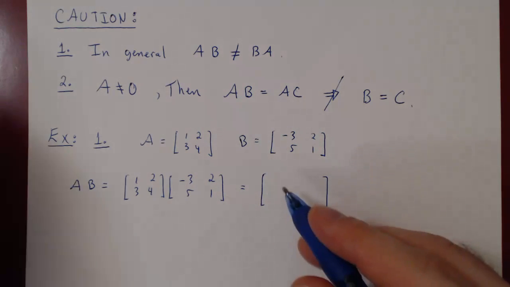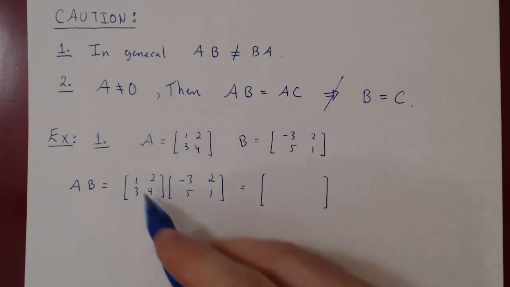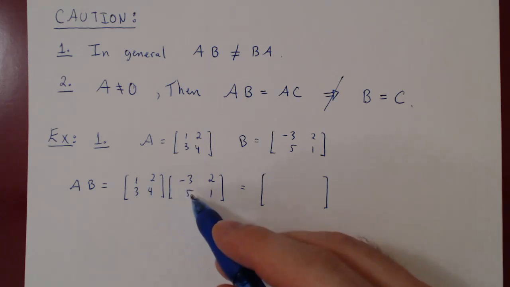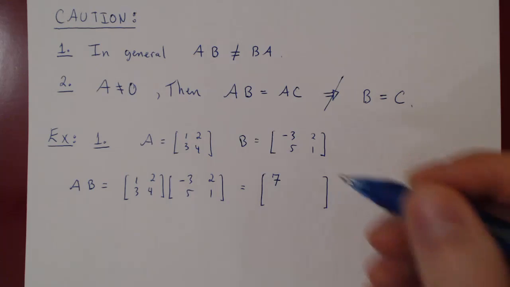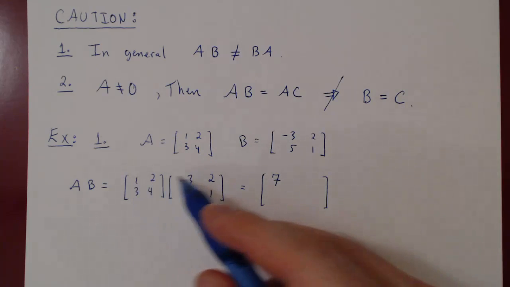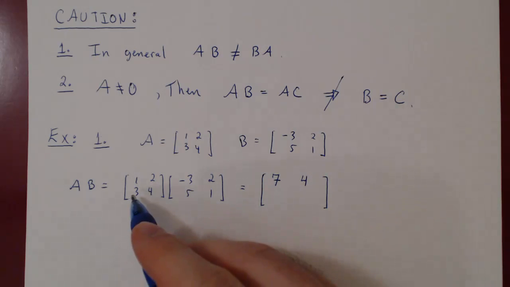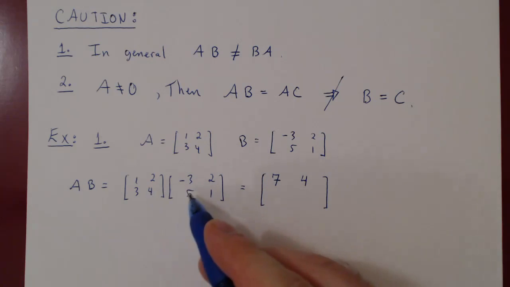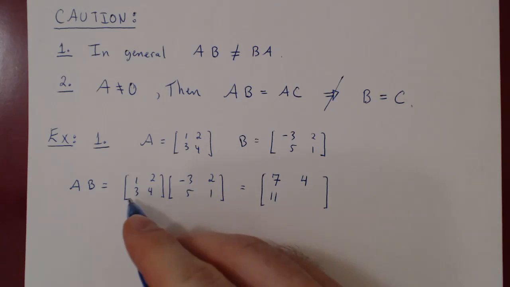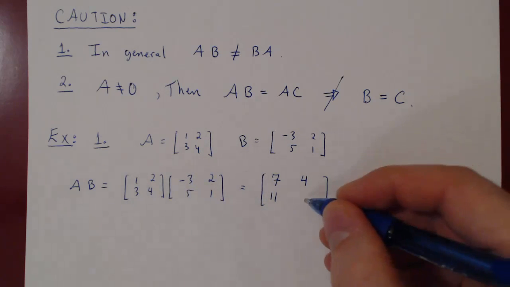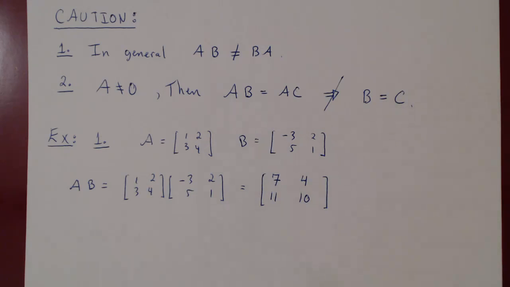Alright, so as always, we construct our first row. Fix the first row of A, go through the columns of B. We'll have negative 6 plus 10 is 7. Then we'll have 2 plus 2 is 4. Second row, negative 9 plus 20, 11. 6 plus 4, 10. And that is matrix AB.